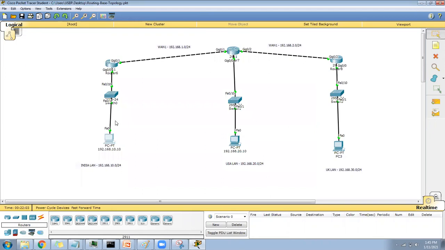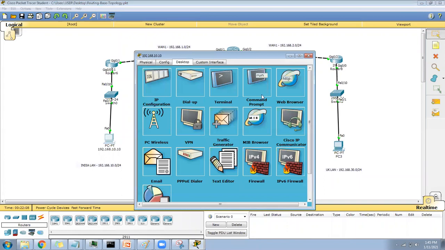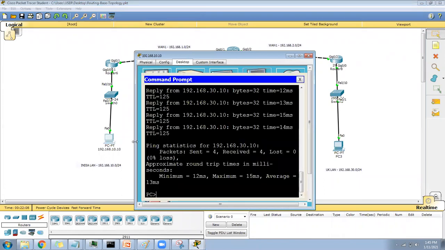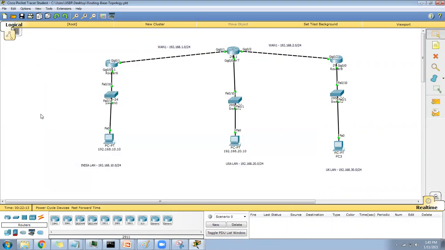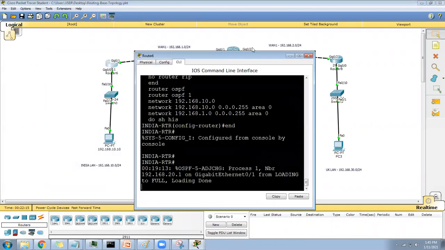So 192.168. The ultimate goal was happening. So now our OSPF is working. So we got these guys pinging. So how are they pinging? It happened because of OSPF.